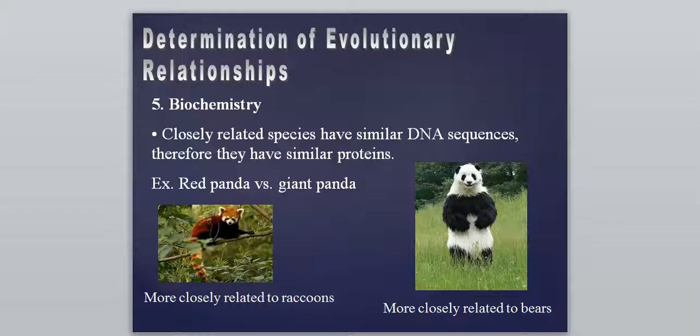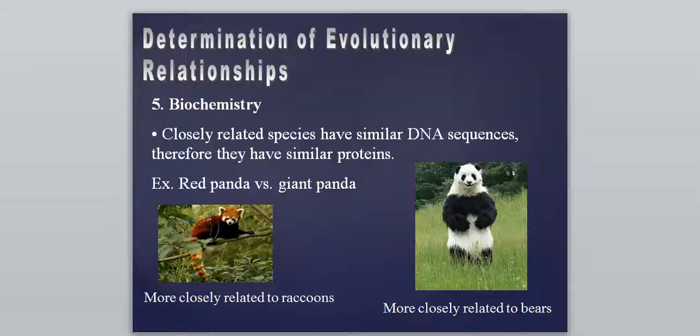And the last one that we are going to discuss is biochemistry, and this is kind of going hand in hand with the chromosomes. It says closely related species have similar DNA sequences. Therefore, they have similar proteins. So early on, someone looked at these two organisms, the red panda on your left and the giant panda on the right. Now, they kind of looked at their face, and if you look at their face, they are somewhat similar, but when we look at them today, we can tell that that red panda is more closely related to raccoons, because we looked at their biochemistry, their DNA, the type of proteins that they have. And when we look at the panda on the right, it's more closely related to the bears.